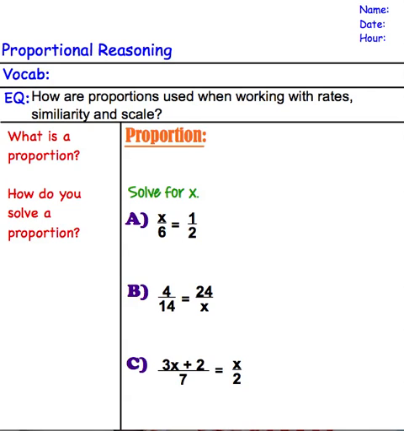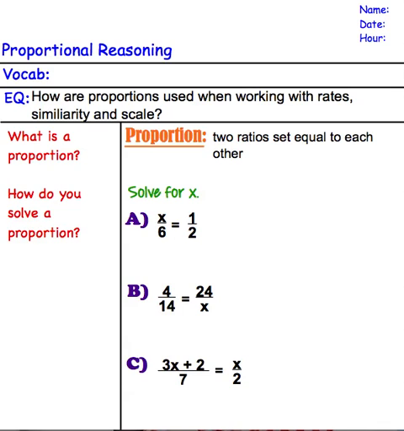Today we're going to take a look at proportional reasoning and using proportions to work with different things such as rate, similarity, and scale. To refresh your memory first, a proportion is two ratios that are set equal to each other. And the question we have is, how do you solve a proportion? I'm going to show you a few different ways. Some I prefer more than others, but I'm not going to get into details with that. I'm more or less going to show you the different ways and let you decide for yourself.